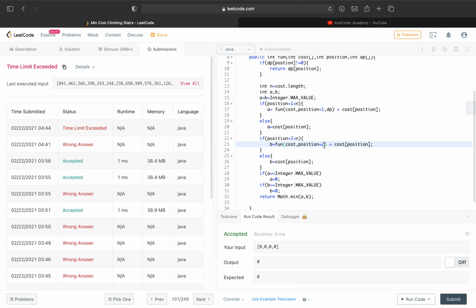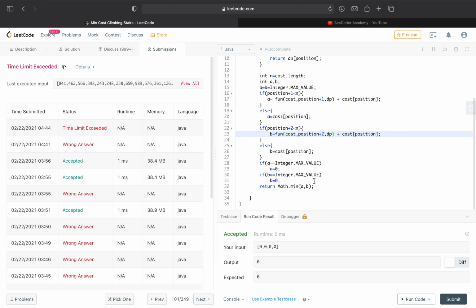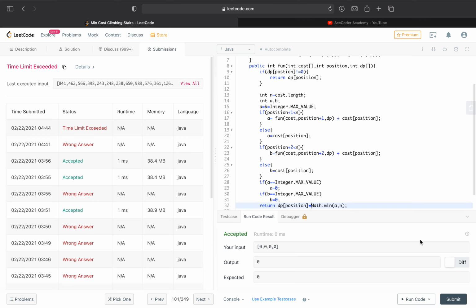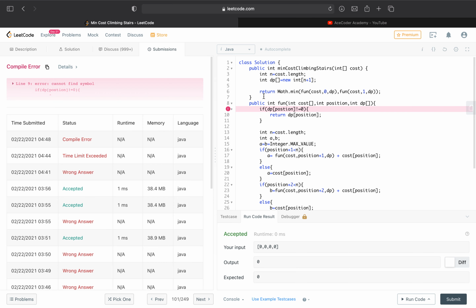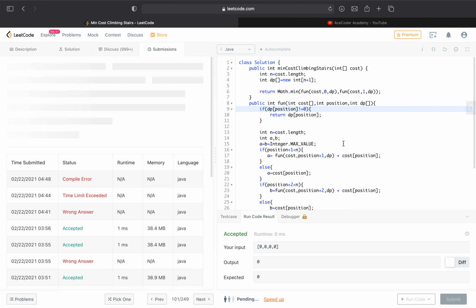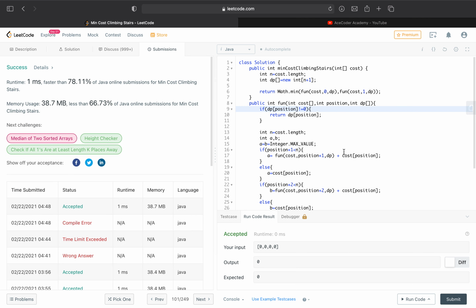Like, we have to store our minimum in dp of position. So I think now it should work. So let's see. Okay, error in spellings. Yes, now it is working. So this is called the top down approach, where you are just passing the dp array in the recursion.